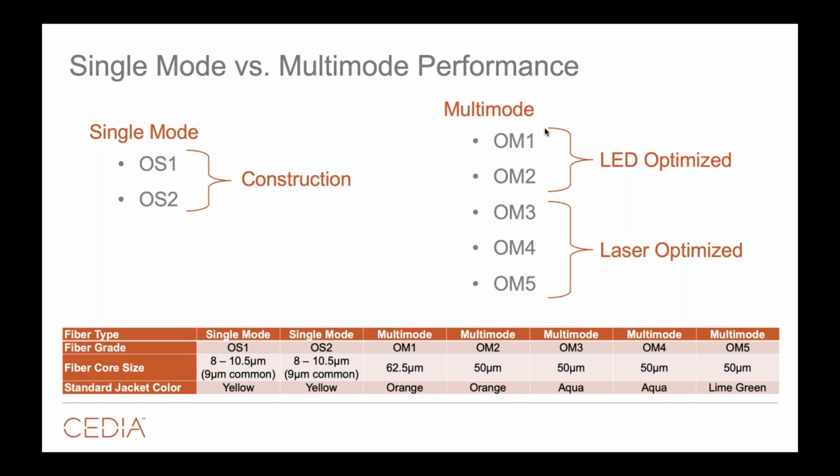So in the multi-mode world, you have OM1 and you have OM2, which are both LED optimized. The issue is OM1 is 62.5 micron. It's a bigger piece of glass. It's frankly a discontinued size of glass. Non-standard is what we call it in the industry today. You cannot take 62.5 micron and splice it into 50 micron, which is the size that's used for OM2, OM3, OM4, and OM5, okay?